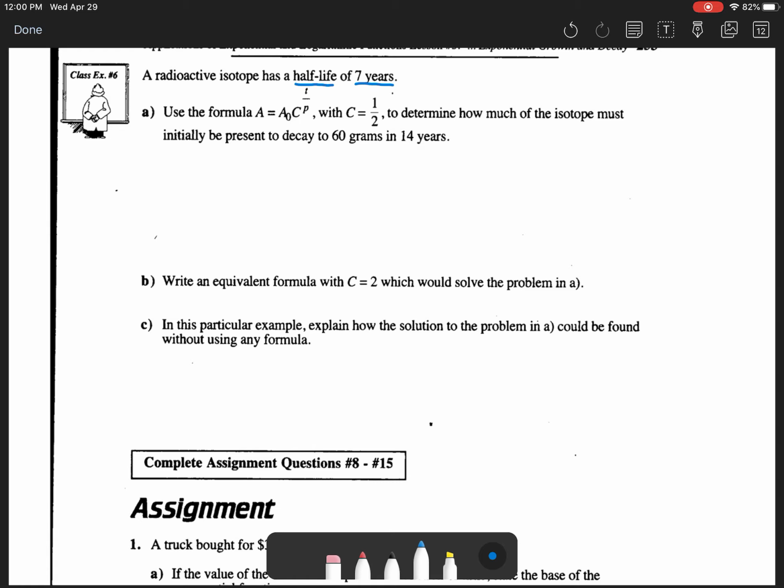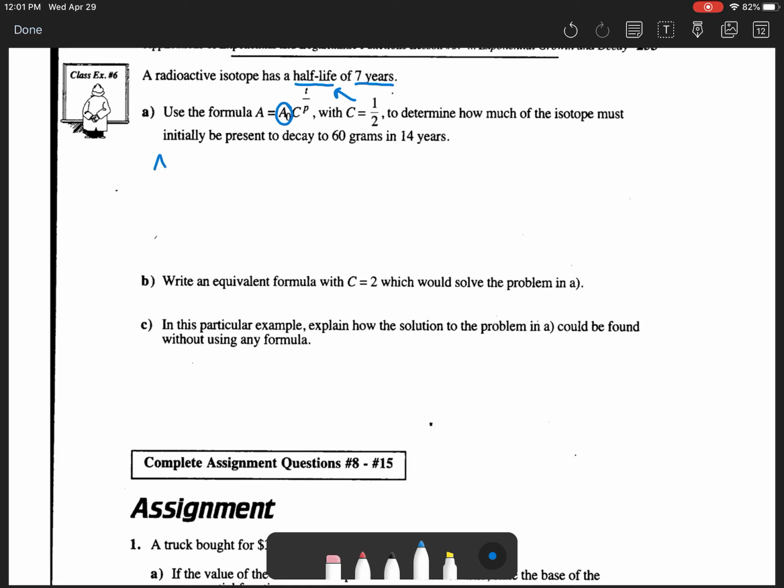That's the period. So they've now told you the B value, and they have also told you the P. It says use the formula A is equal to A naught C to the exponent of T over P, with C equaling 1/2, which makes sense because that's your B value basically, to determine how much of the isotope must initially be present. So if they're looking for how much is initially present, that's this, right? What we started with, to decay to 60 grams in 14 years. So 60 grams will be your final amount, and 14 years, well, that will be your time.